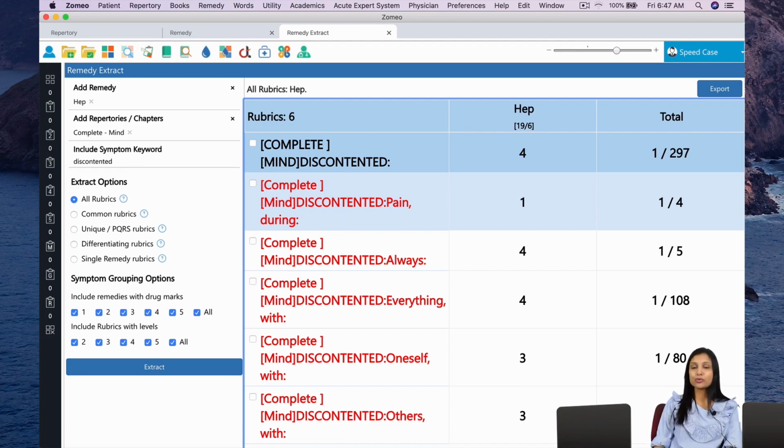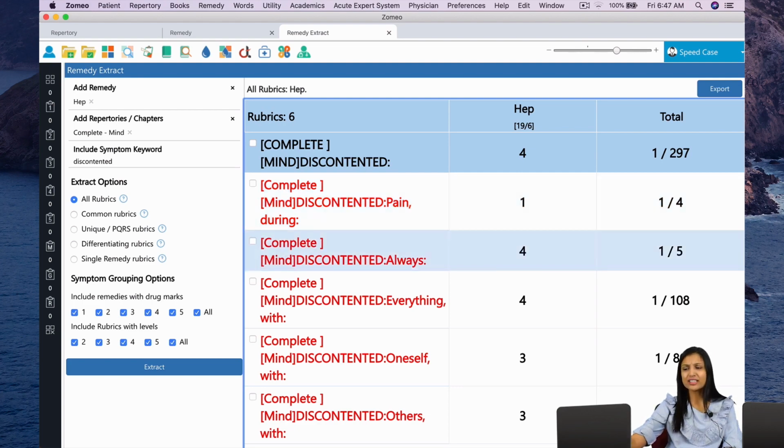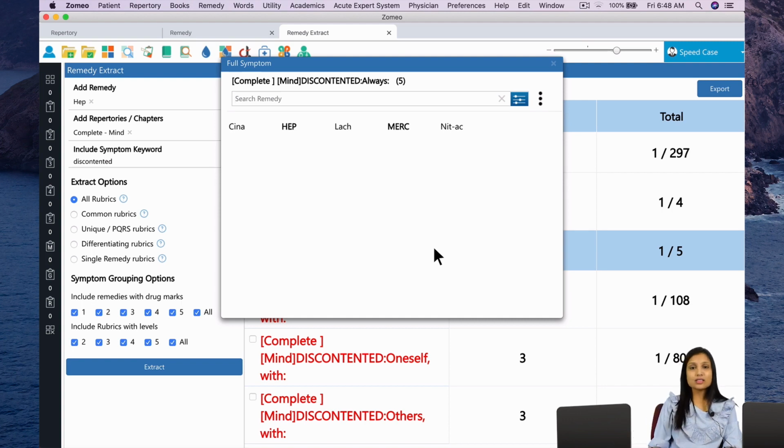In the first rubric, which is the main rubric, Hepar occupies grade 4. And look at the third rubric, discontented always. This is a very, very rare quality to have in people. There are only 5 remedies for always discontented. Cina, Hepar, Lachesis, Mercurius solubilis and Nitric acid. These are the 5 remedies that are always discontented and dissatisfied with everything and at all times. And Hepar is one of them.